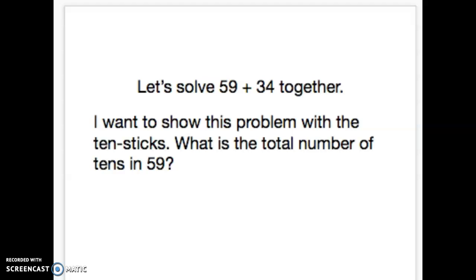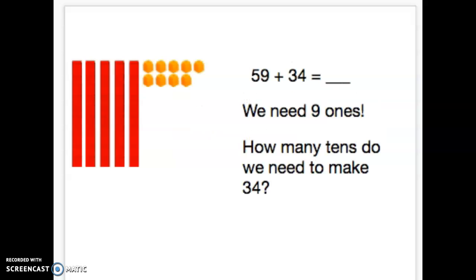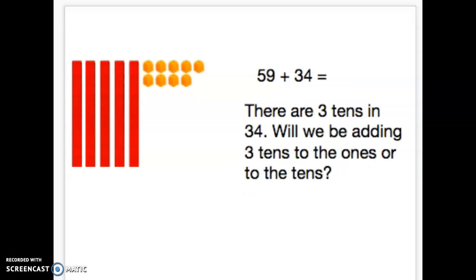What is the total number of 10s in 59? We need 5 10s to make 59. How many 1s do we need to finish making 59? We need 9 1s. 5 10s and 9 1s make 59. How many 10s do we need to make 34? There are 3 10s in 34.